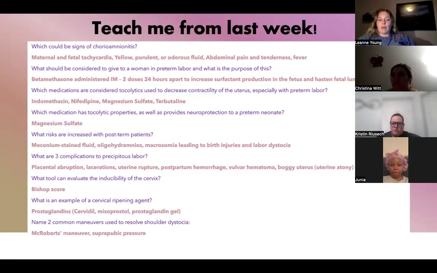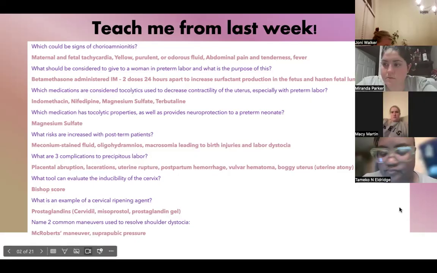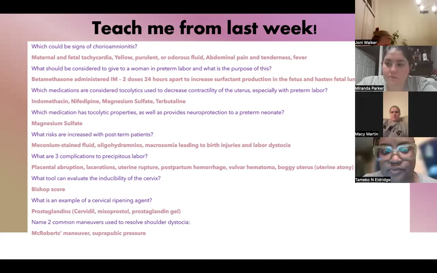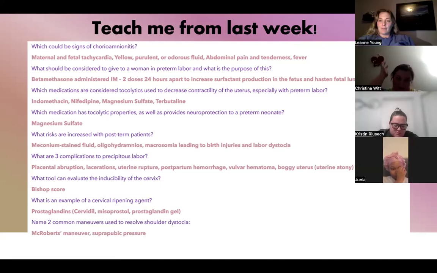Can someone walk me through what it would look like? How would we do the McRoberts maneuver? You would put their feet behind, pull them up behind their head, or at least kind of close to that area, and then also do the suprapubic pressure. Yeah, so the McRoberts and the suprapubic pressure are typically done in tandem.